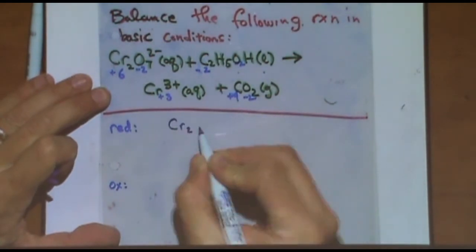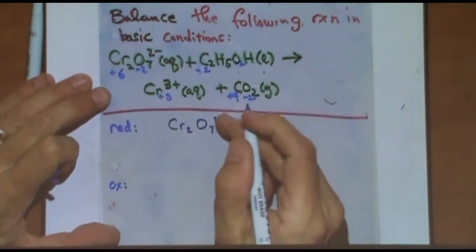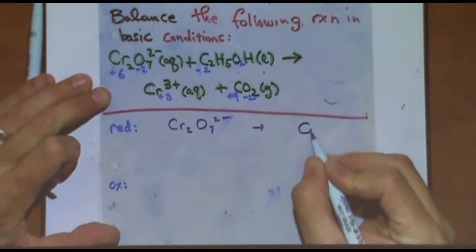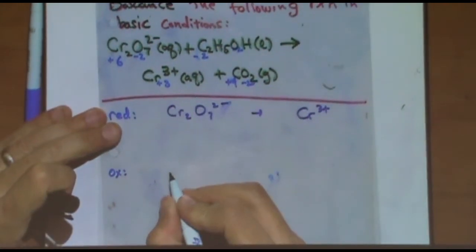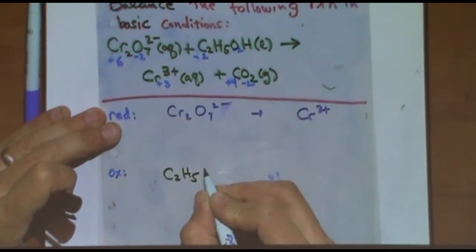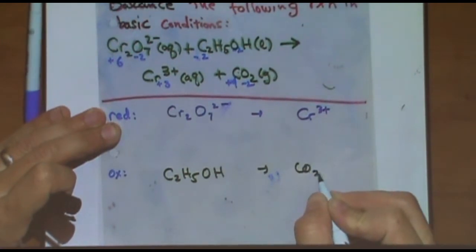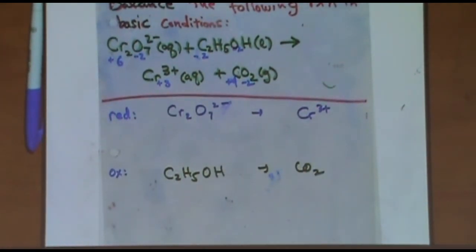I'll do them in different colors. So we'll just start with the chromium. It doesn't matter which one you do first. By the way, on my exam, and I think most instructors, if you flip the oxidation reduction state, we'll probably take 2 points off the entire problem, like a 10 to 15 point problem.